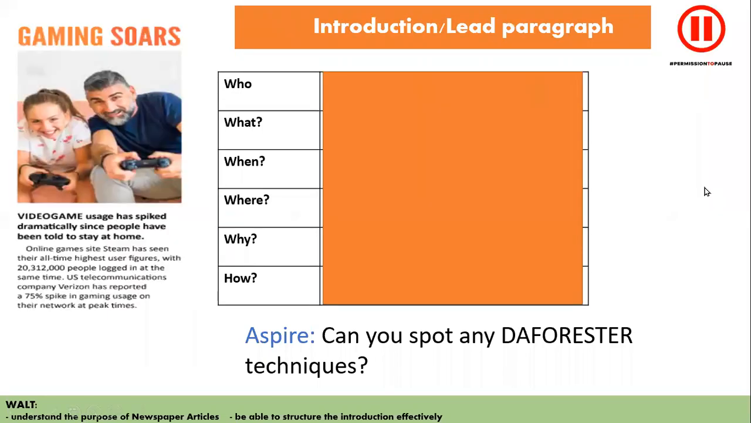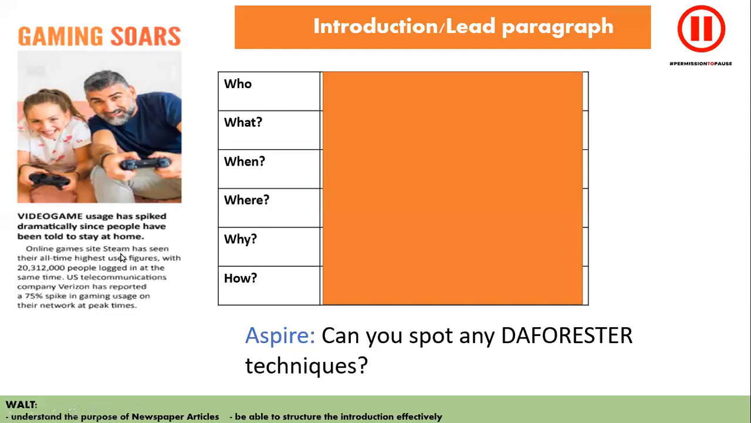Let's have a go with a lead paragraph ourselves. So we're going to work out who it's about, what's happening in it, when was it written or when is it talking about, where, why, and how. We've got our headline here, gaming soars. We've got an image of 2 people playing a video game with consoles in their hands. And it says video game usage has spiked dramatically since people have been told to stay at home.